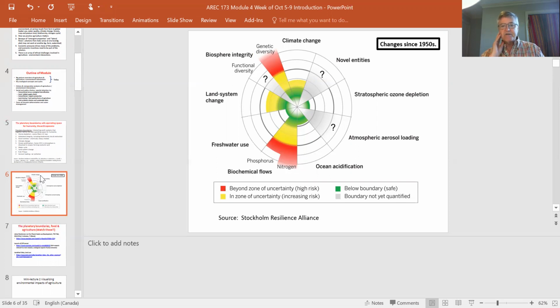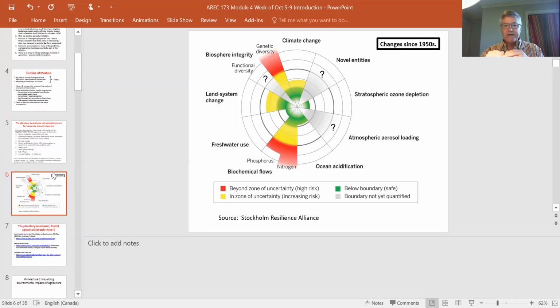And then there are three areas where we just don't have enough information to say what's safe, what's not safe, what's uncertain, and that's air pollution of different kinds, chemical pollution with novel entities, and then functional diversity. That's how biodiversity shapes the Earth's systems, and how much do you need? Do you need all of the species, or can you get by with losing some of them? That's a question we really don't have enough information on.